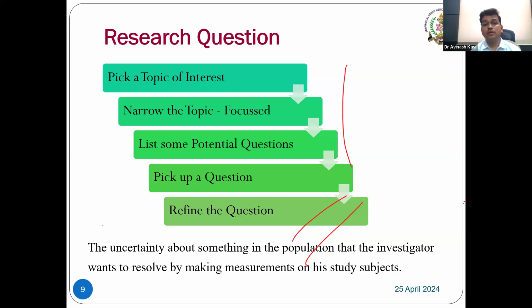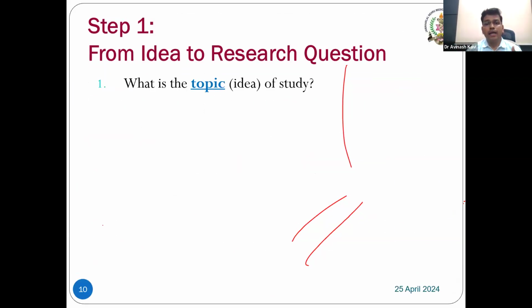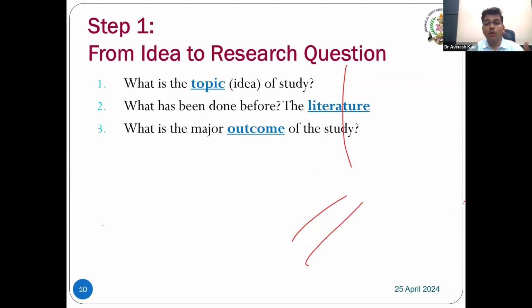That is how the research question goes from a topic of interest to the focus to a list of questions. Of course, there are a lot of questions that I can put on, finally refining the question. This is how we can progress. So from idea to research question, there are 9 questions that we need to answer. What is the topic of the study? What has already been done before, the literature, what is the outcome that I want to achieve in this study, and what is the intervention?